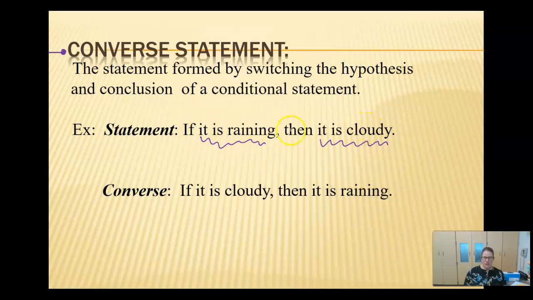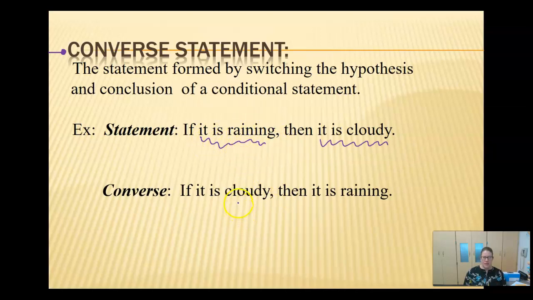Okay? Now, sometimes these statements will be true, like if it is raining, then it is cloudy. That's true. If it's raining, there has to be clouds for the rain to come from. But the converse will sometimes not be true. If the converse is, if it is cloudy, then it is raining, well, that's not true, right? It's not always raining just because it's cloudy. So just kind of think about that. Sometimes statements will be true one way and not true the other. Sometimes they'll be true both ways, okay?